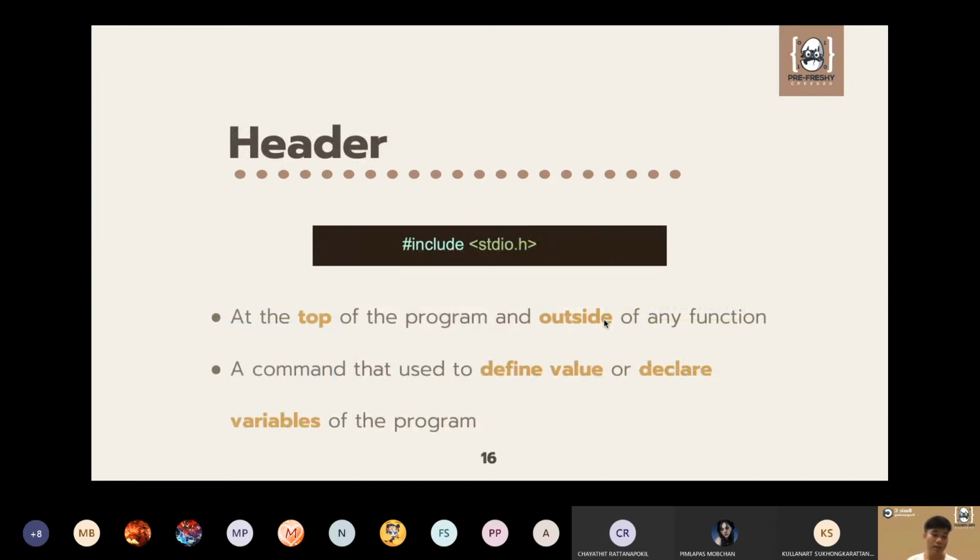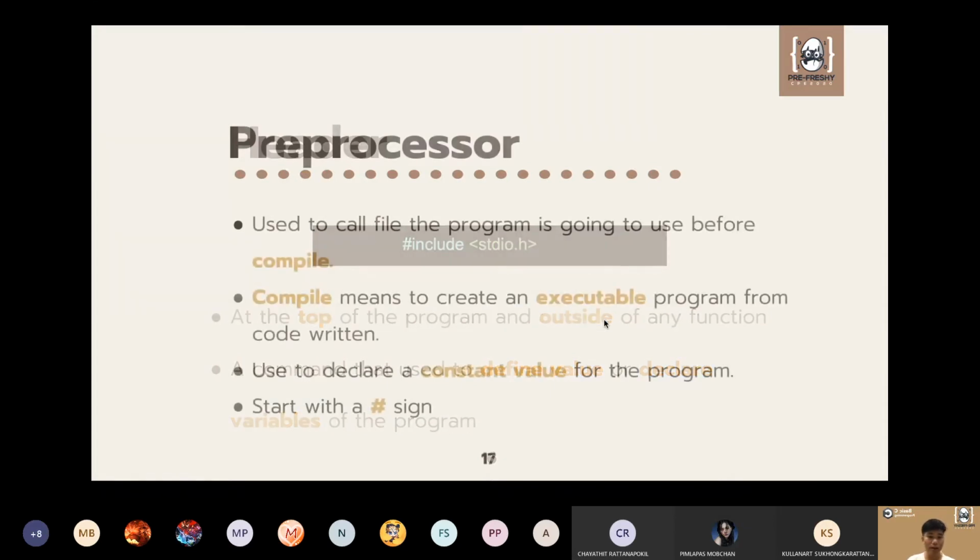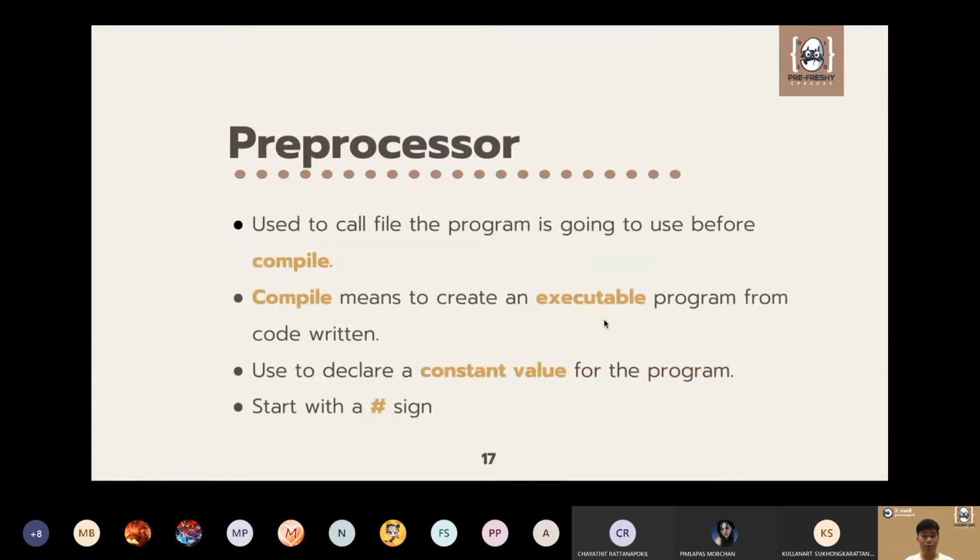So let's talk about the headers. The header is at the top of the program and is outside of any function. It is a command used to define values or declare the variables of the program. And the preprocessor is used to call the files that the program is going to use before you compile. What is compile? Compile means to create the executable program from the code written.